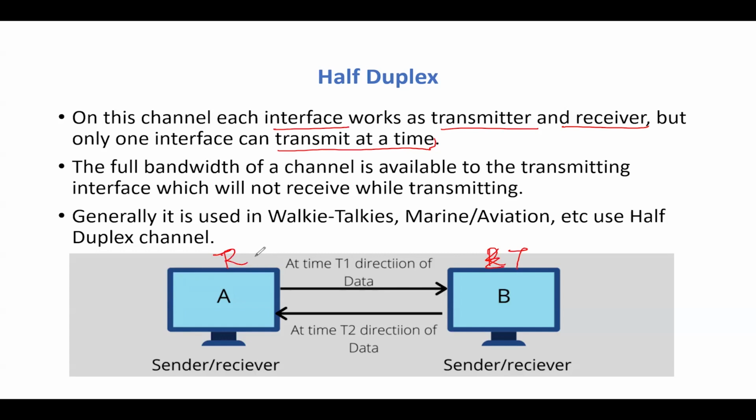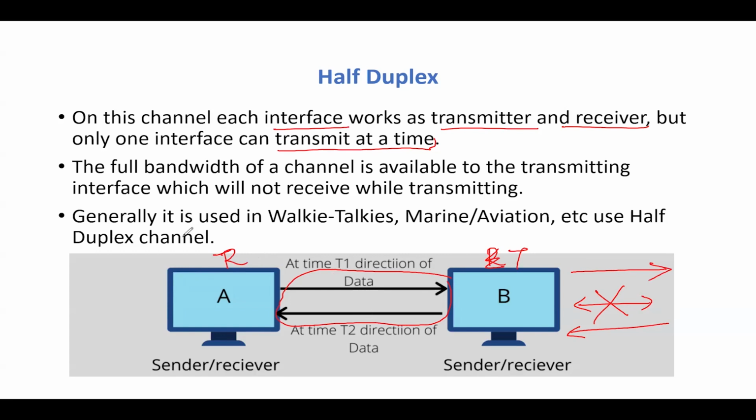Simultaneously, they cannot. The full bandwidth of the channel is available to the transmitting interface, which will not receive while transmitting. Okay, so as you can see here, both the arrows are available, but they are not a single arrow. It is not drawn in this way, which means you cannot do it simultaneously. Once you are done transferring, then only you can receive. That is the reason there are two arrows here.